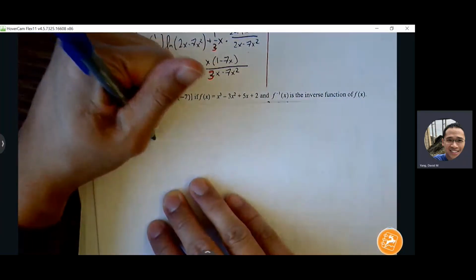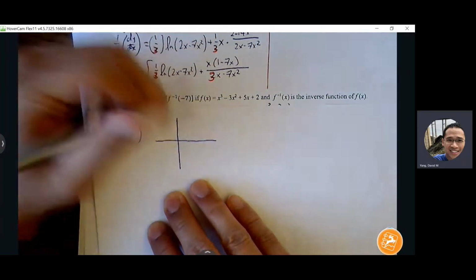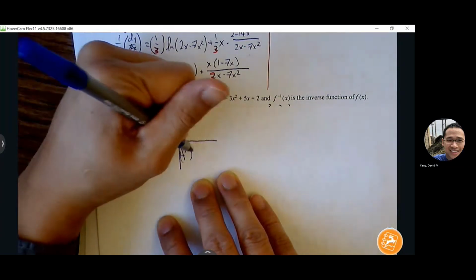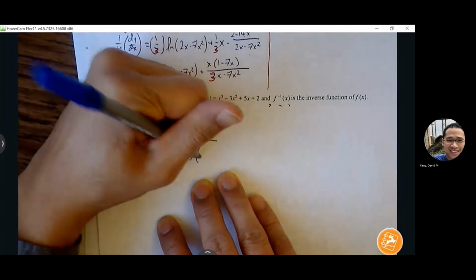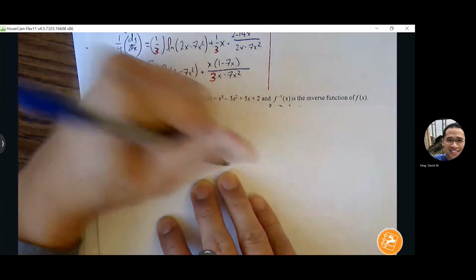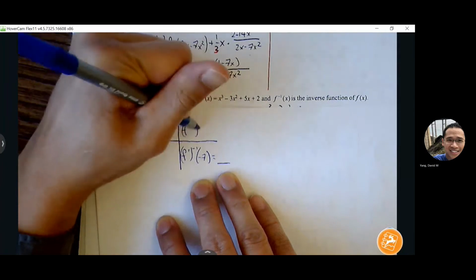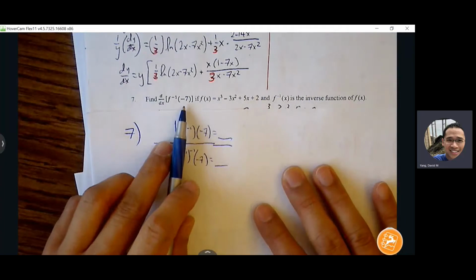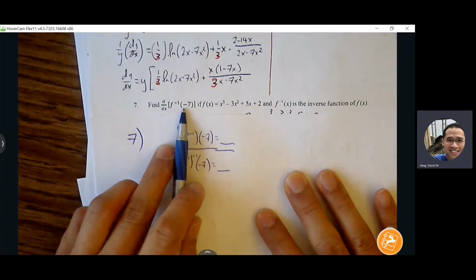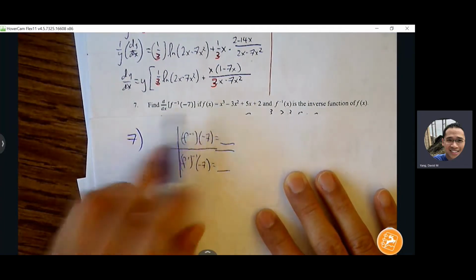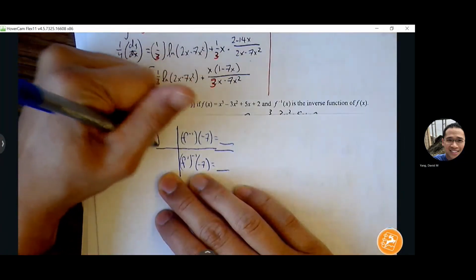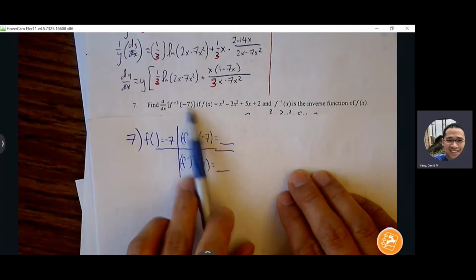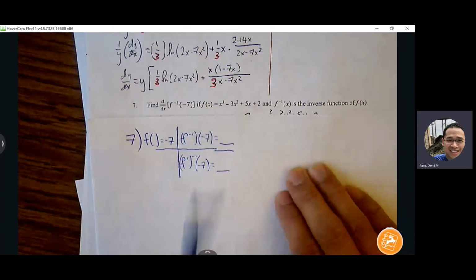All right, number 7. Derivative of inverse at a point. I like to go through my chart here. I know that whatever x value they give you is really the y value, because this is the x value of the inverse, which is really the y value of the original. So the first thing we do is set that -7 in for the y and solve for the x.